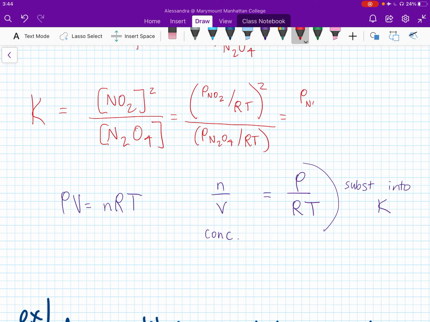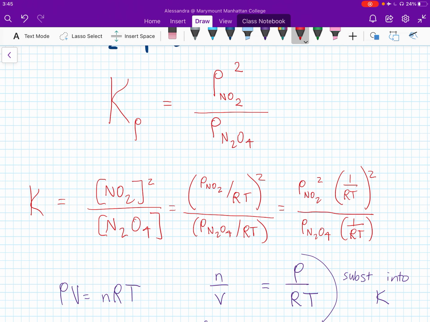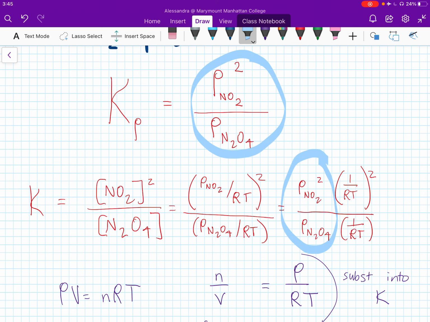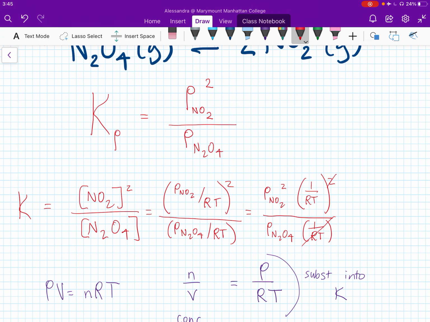This is going to be equal to the partial pressure of NO2 squared times 1 over RT squared, over the partial pressure of N2O4 times 1 over RT. Okay, I'm just pulling out the 1 over RT. Now, what do you notice about this? Let's go up and look at the expression for Kp. By doing this, this part of the equation is actually equal to Kp. And notice that I can cancel out one of the 1 over RTs. So for this particular reaction, K is equal to Kp over RT.